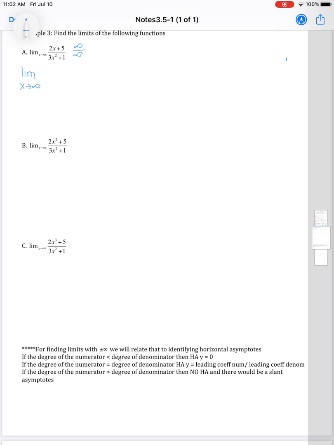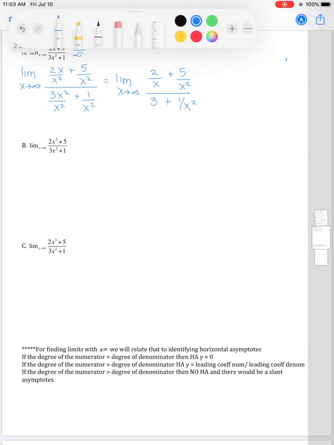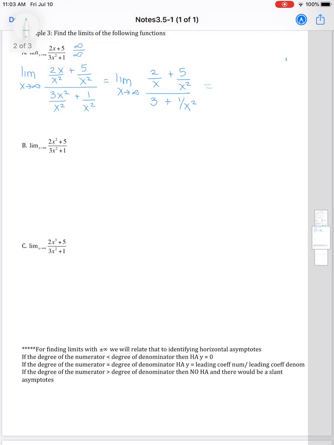So when we write it out, we take the limit as x approaches infinity, 2x over x squared, we don't need the coefficient with it, 5 over x squared, denominator, 3x squared over x squared, 1 over x squared. And we're going to simplify. So we have the limit as x approaches infinity, 2 over x, 5 over x squared, 3, 1 over x squared. And now we're going to go through each one as if we took the limit of each.